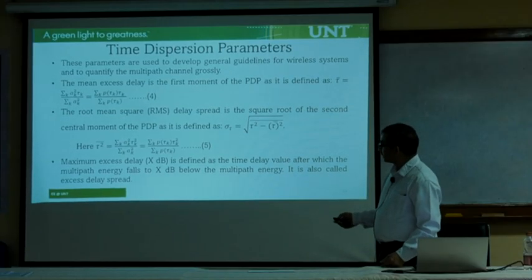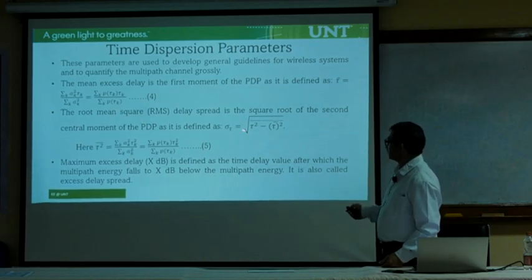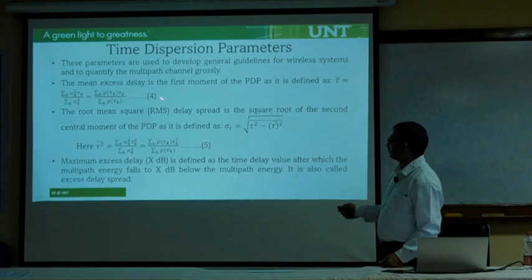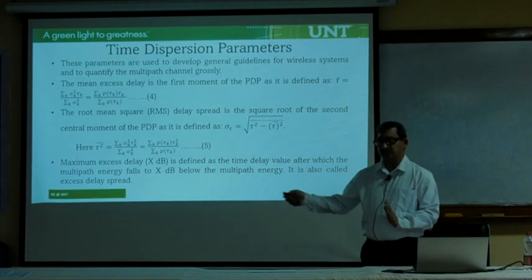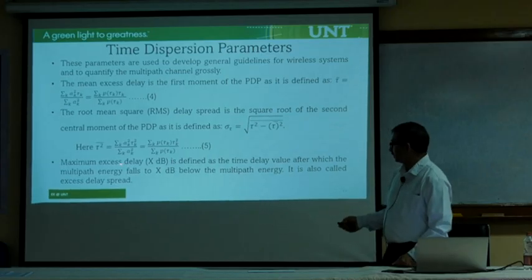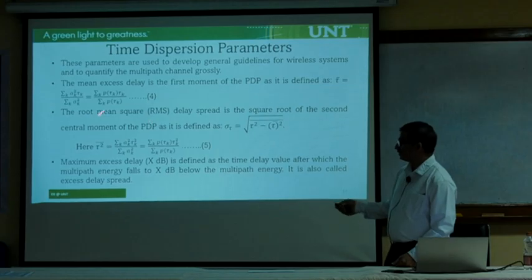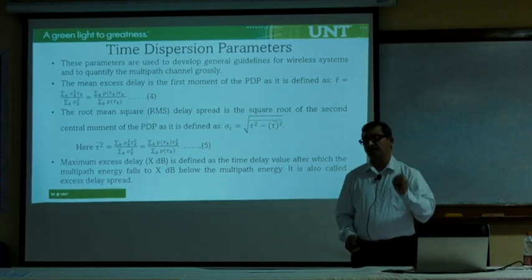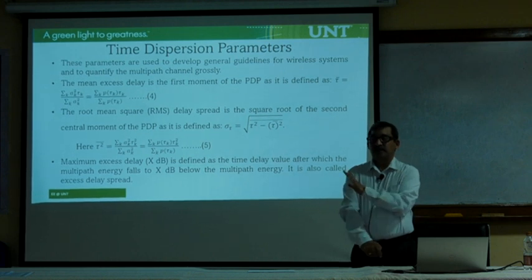But this is one term. The second is the second moment. I think you can call that as RMS or standard deviation kind of thing. So this is a first moment, this is a second moment. And the maximum is, what's the maximum delay. So these are the things that you are extracting from the power delay profile. Okay, until now it is fine.